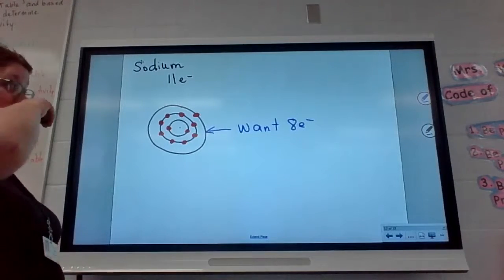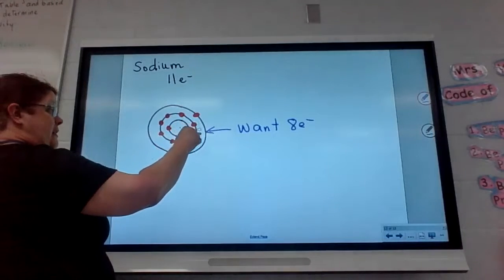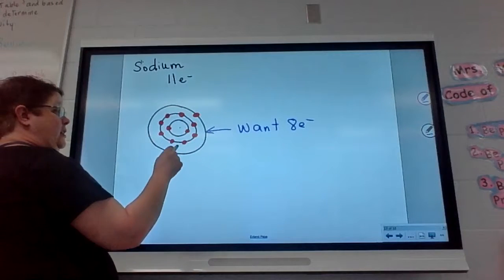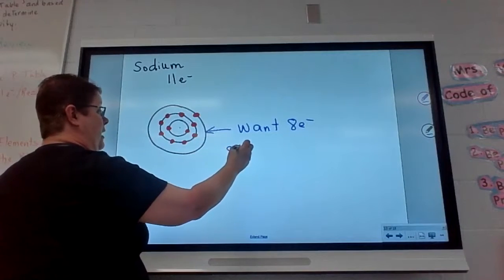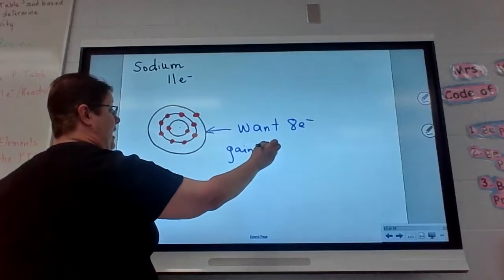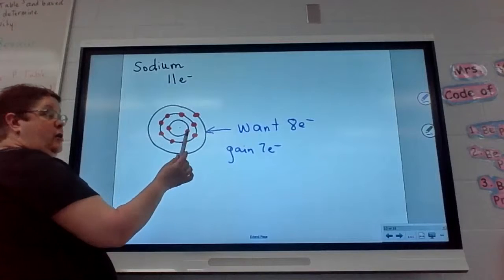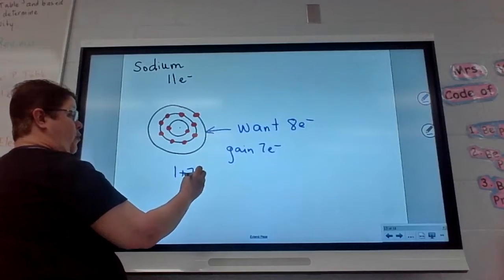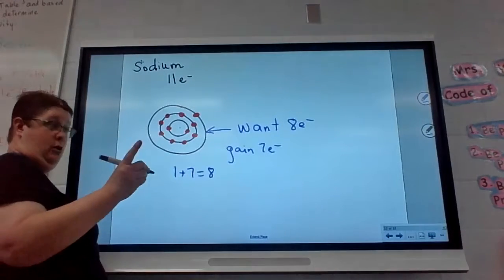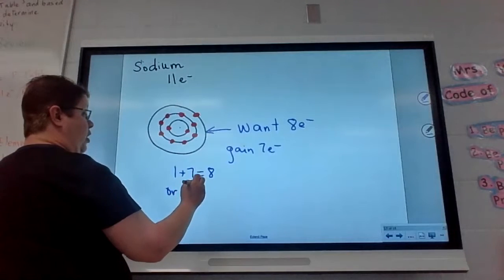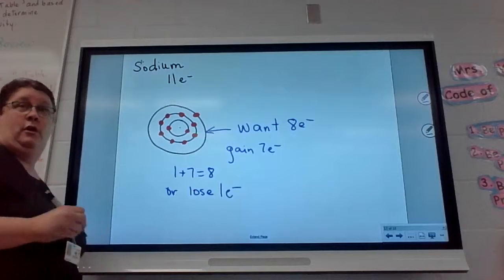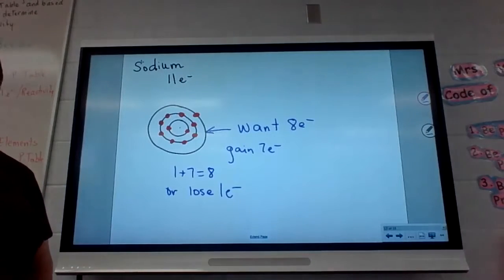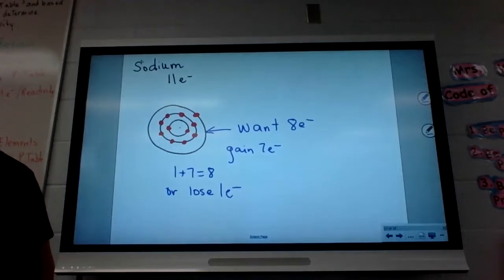So if it has 1 on this outer shell, what's easiest for it to get to 8? It can either gain 7 more, because it has 1, and 1 plus 7 would equal 8, or it could lose the 1 electron it has. What's easier, to lose the one it has or to gain 7 more?